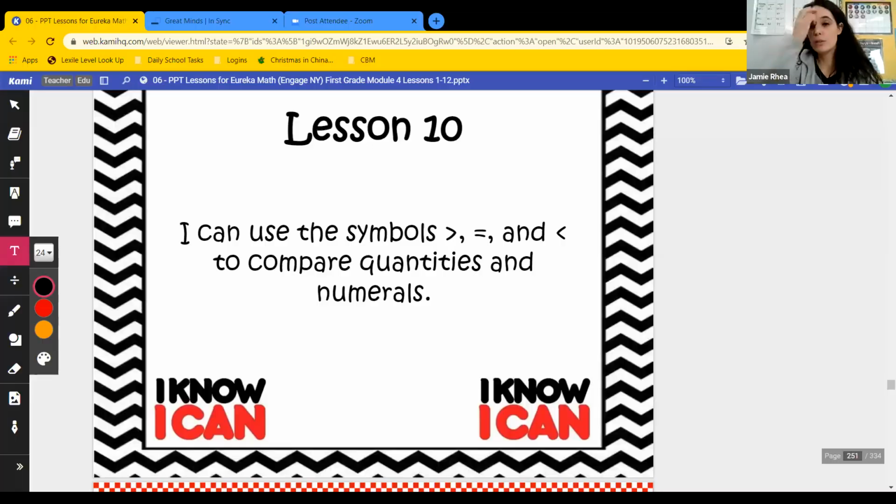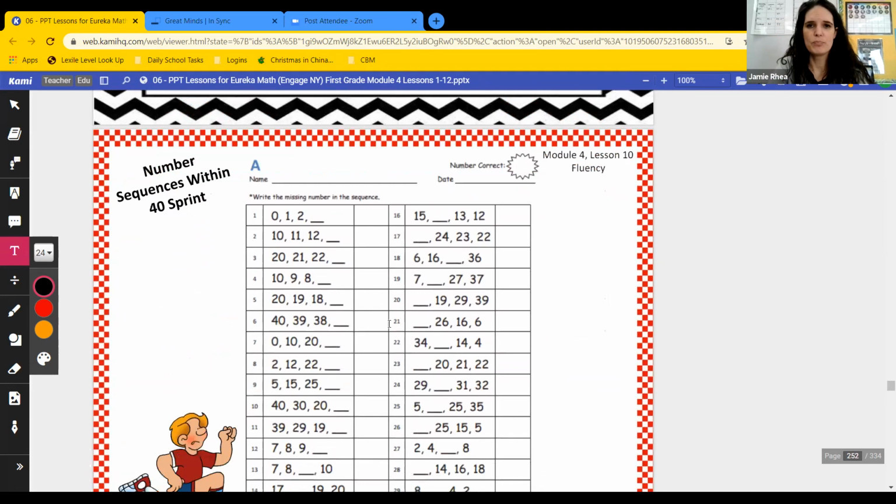Okay, here we go. We are going to be looking at lesson 10 today. I can use the greater than, equal to, and less than symbols to compare quantities and numerals. That's the same thing we did in our last lesson, only this time we're using symbols. We sort of used symbols last week. We used his mouth, remember? With the teeth. I have to find my pictures, hold on. And today we're going to compare two numbers, okay? So let's get started. Warm up our brains.